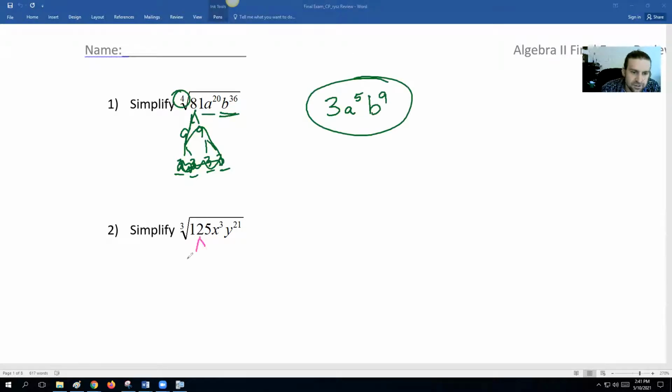Okay, next here, 125 is 25 and 5. 25 is 5 and 5. So the cube root of 125 is just 5, because we need 3 of them to break out. And then we divide. We have 3 x's and we need 3 of them to break out. That means 1 can break out, or we can just call that plain old x if we want. And then 21 y's divided by 3, be 7 y's left over.